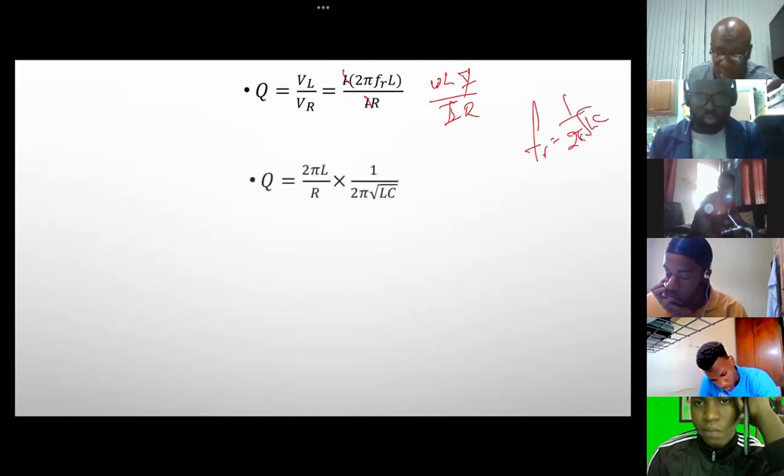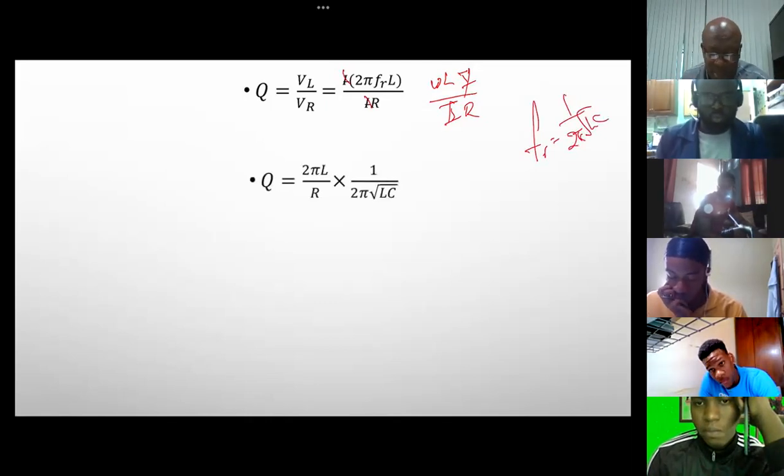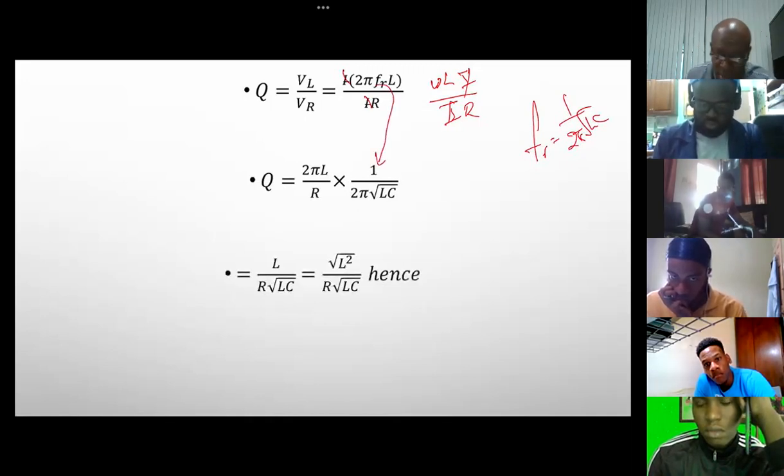So if I make that substitution, I get 2 pi L over R, and then I substitute for FR, which is this. So I get 1 over 2 pi root LC. All right? Which simplifies as shown. The 2 pi's cancel.